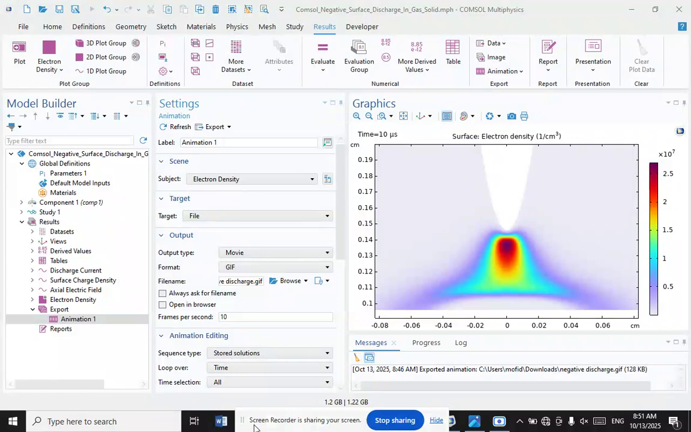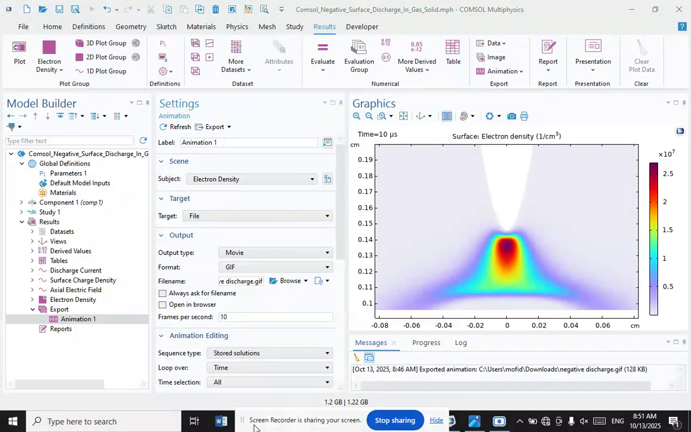And what about the mechanism and characteristics? The first one is development. The discharge develops from a corona-like phase to a streamer, which is a conductive channel of ionized gas that propagates along the surface of the solid insulator.